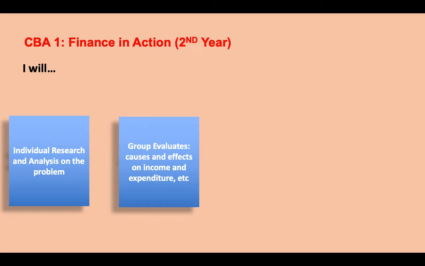The group then evaluates everything put together. Okay, the cause and the effects on income and expenditure. How much would it cost? How is it going to affect our income?